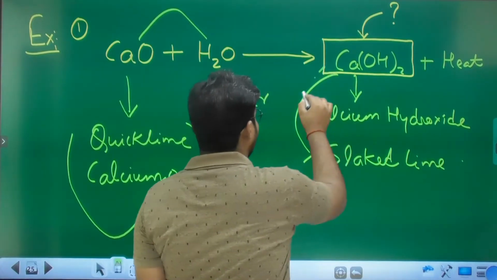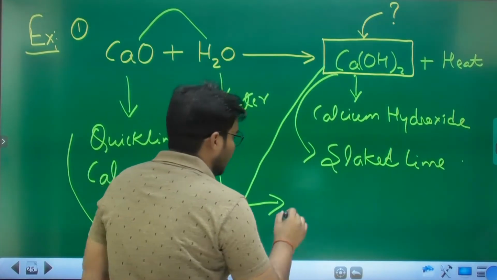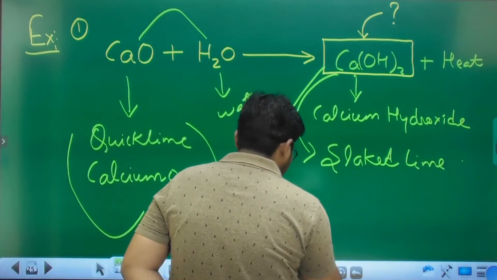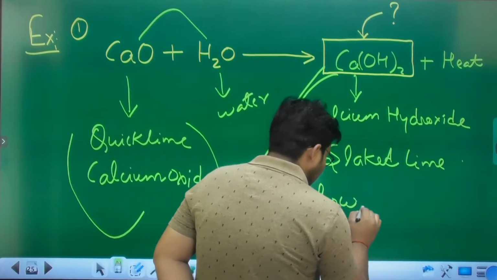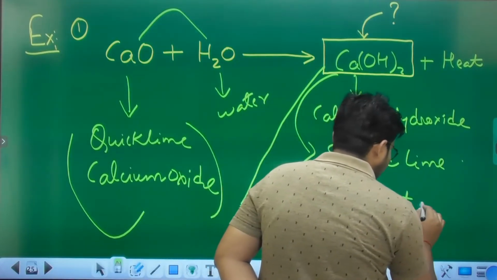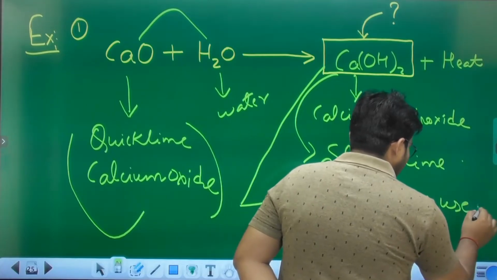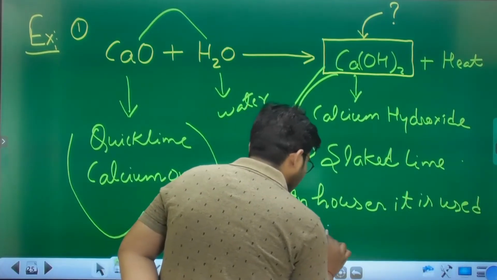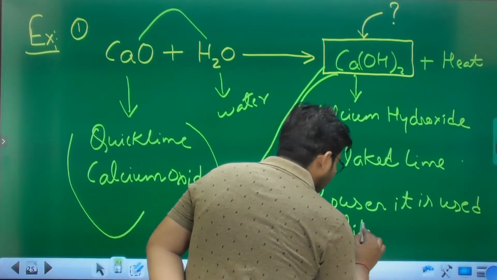And a very important thing about slaked lime is that in houses it is used for whitewashing walls.